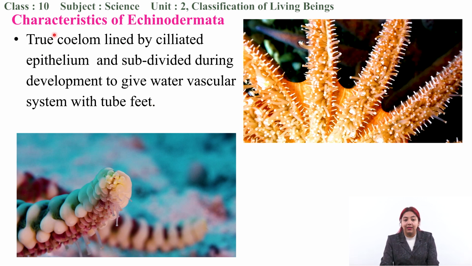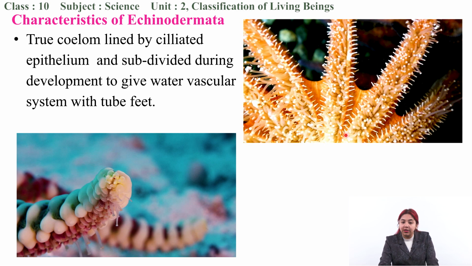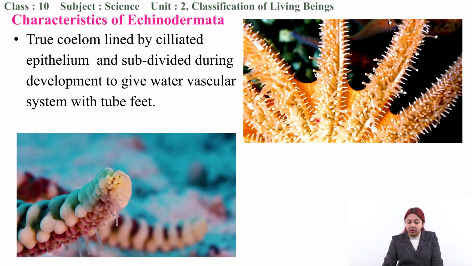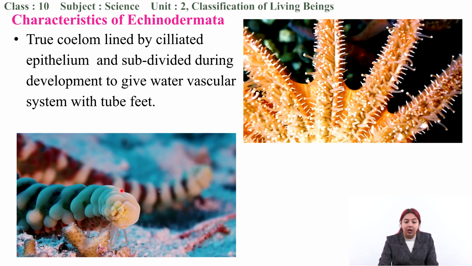This ciliated epithelium also helps the coelom divide into subdivisions during development, and that gives rise to the water vascular system in the echinoderms. The water vascular system also consists of tube feet. These protruding structures you can see over here are the tube feet of the echinoderms. The tube feet help in multiple things.